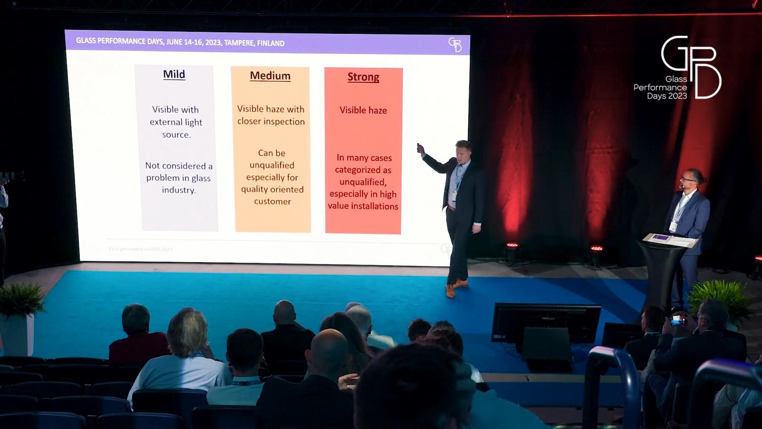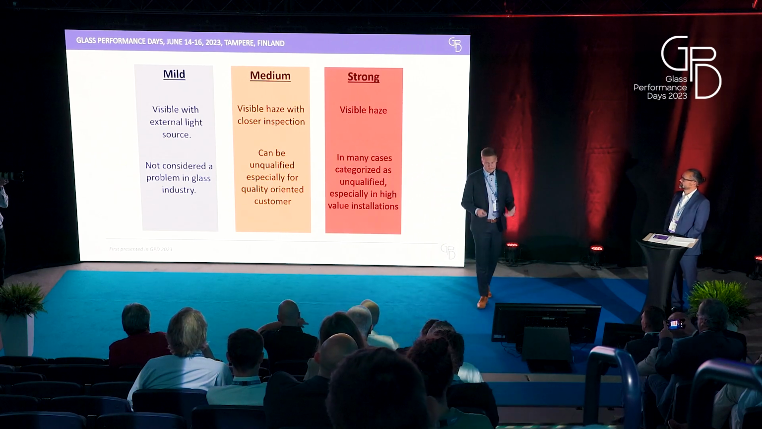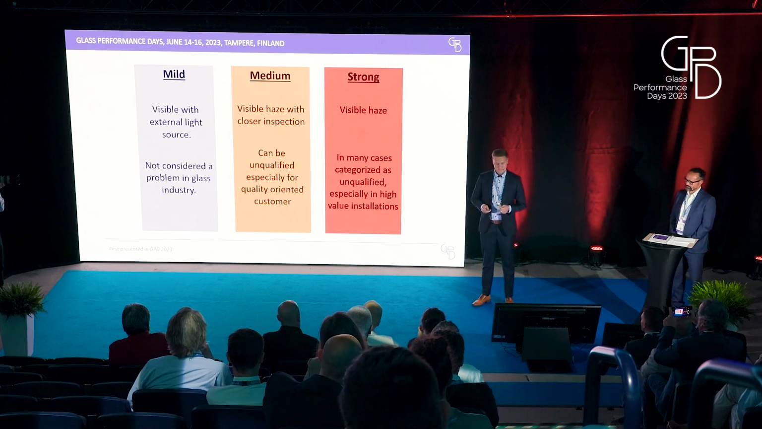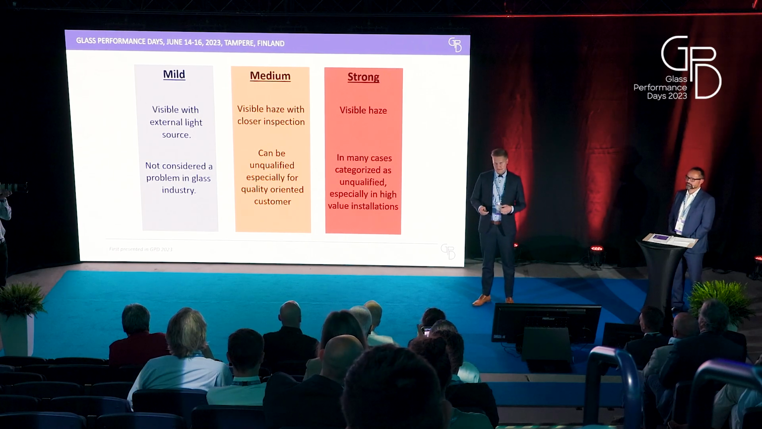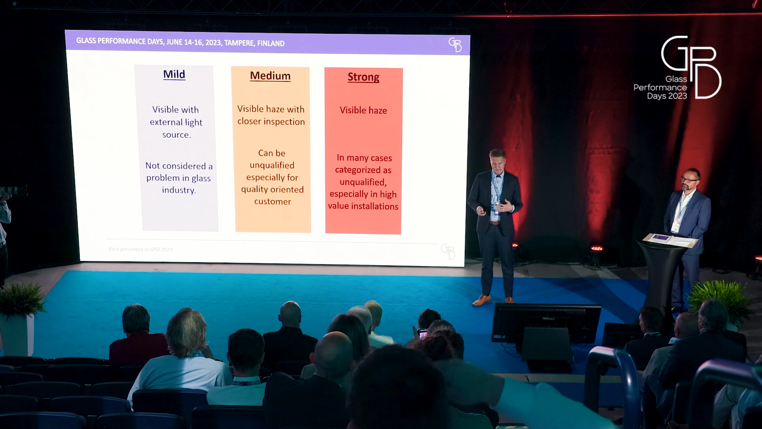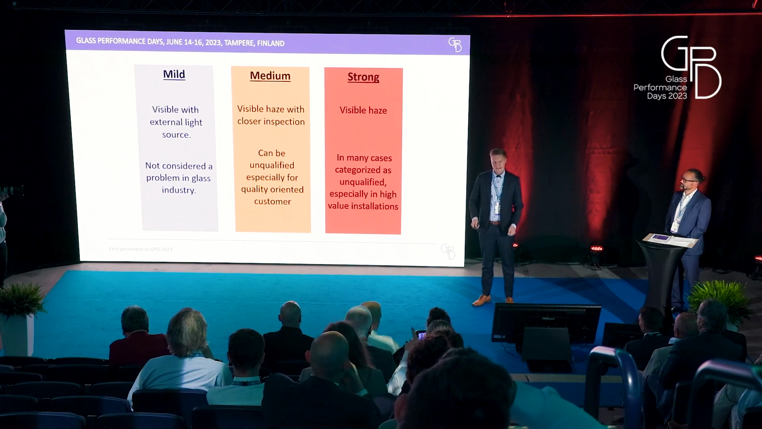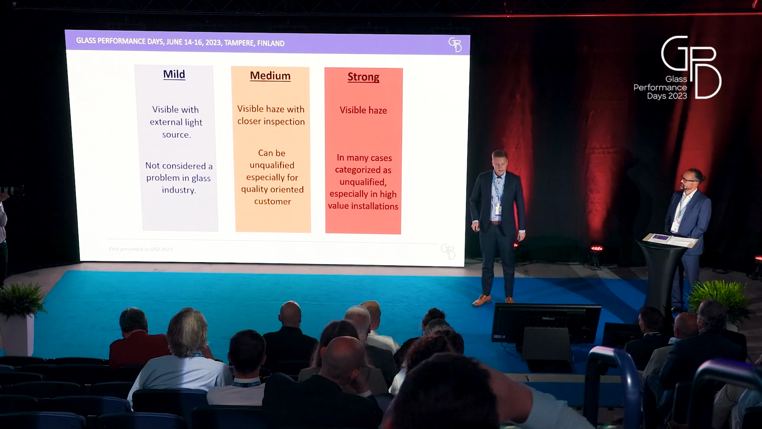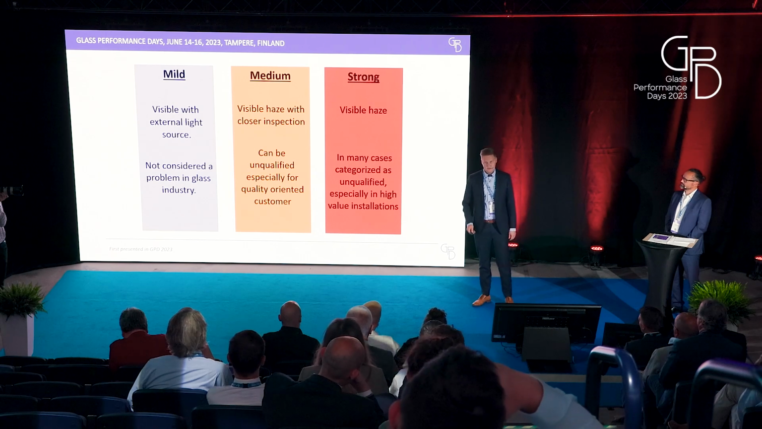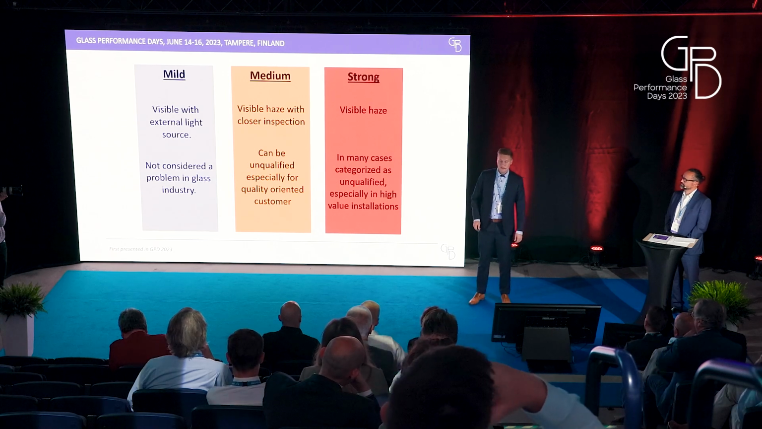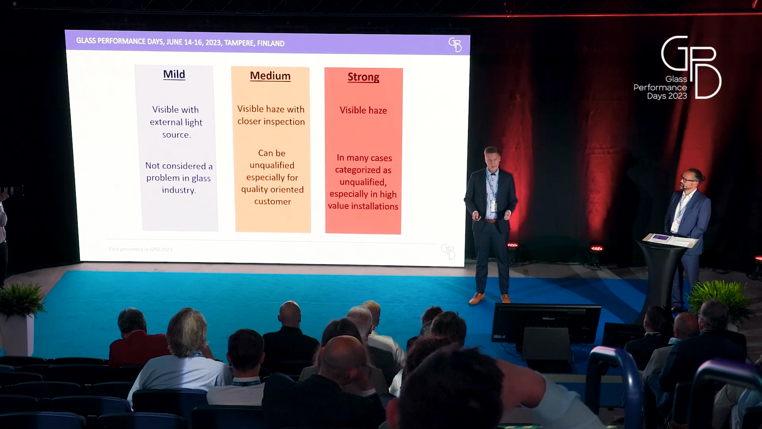Then the last category, which is perhaps now the most severe, is the strong. And strong is something that's clearly visible. This type of haze operators can normally spot if they are paying attention on the loading table. So it becomes more visible, and often this would then lead to reclamations if this kind of glass is installed.